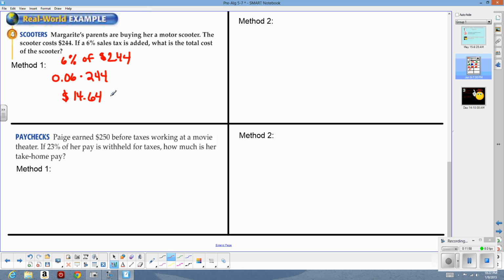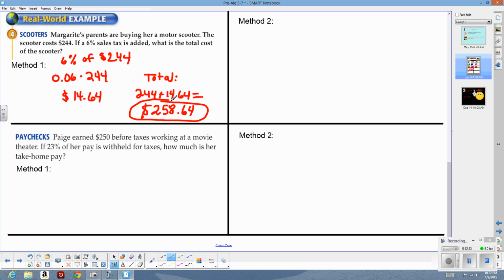So now to figure out the total is going to be the price of the scooter plus the tax. So the total is going to be $244 plus $14.64. That's going to be $258.64. Now that's the way I think most of you would do this.